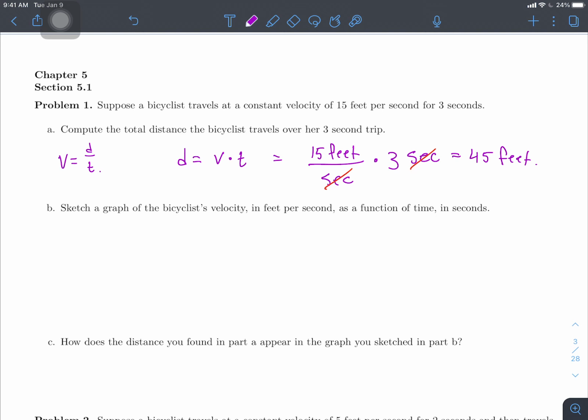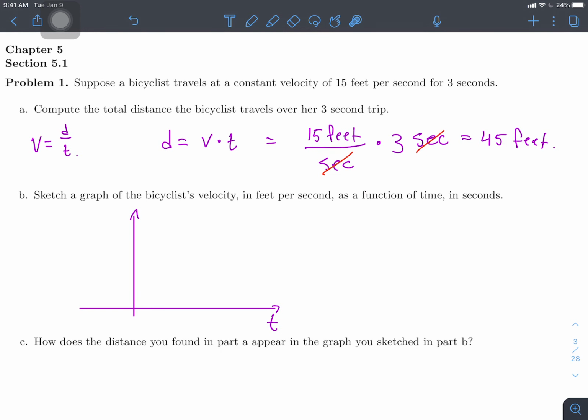Okay, the second part says we should sketch a graph of the bicyclist's velocity in feet per second as a function of time in seconds. Okay, that's not too hard. So we're gonna make a graph here. Oh, that's not right. There we go. Okay, so time always goes on the horizontal axis, and what's gonna go on the vertical axis is the velocity. Okay, so I'm gonna put velocity here.